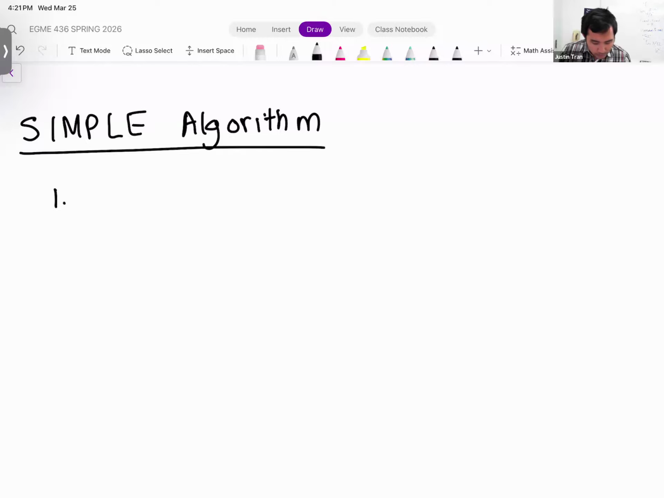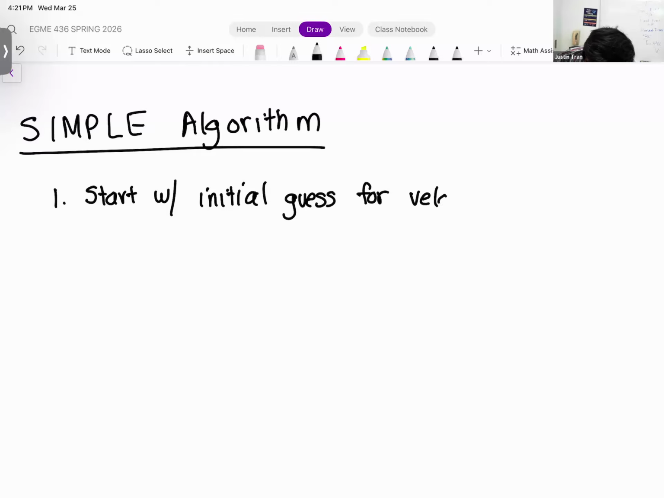Okay, so step one of the SIMPLE algorithm is you have to start with an initial guess for your velocities and pressure. Essentially, the SIMPLE algorithm belongs to a class of algorithms called iterative methods. With iterative methods, you're going to be iterating, solving and going through these steps multiple times. And so the starting point is that you need some kind of starting guess.